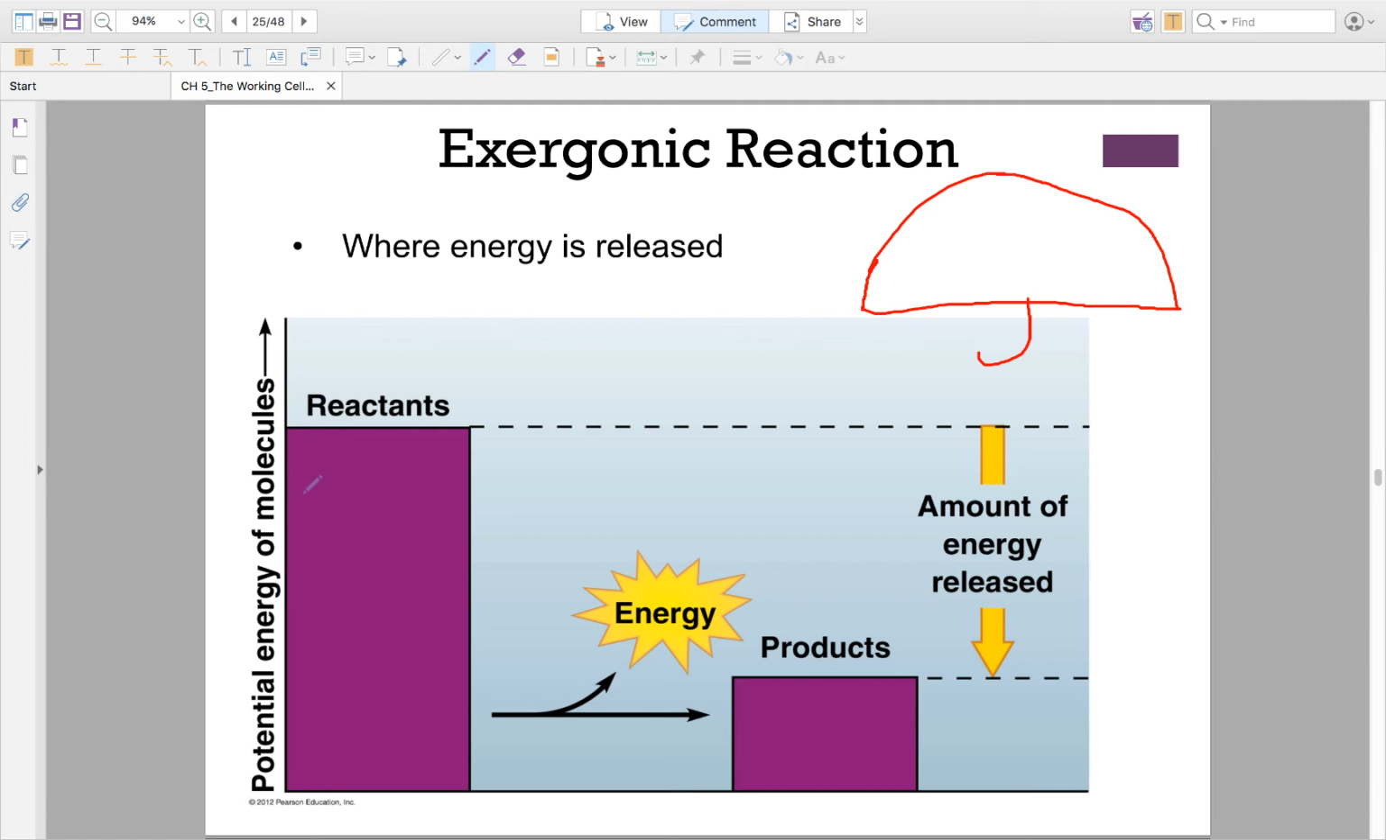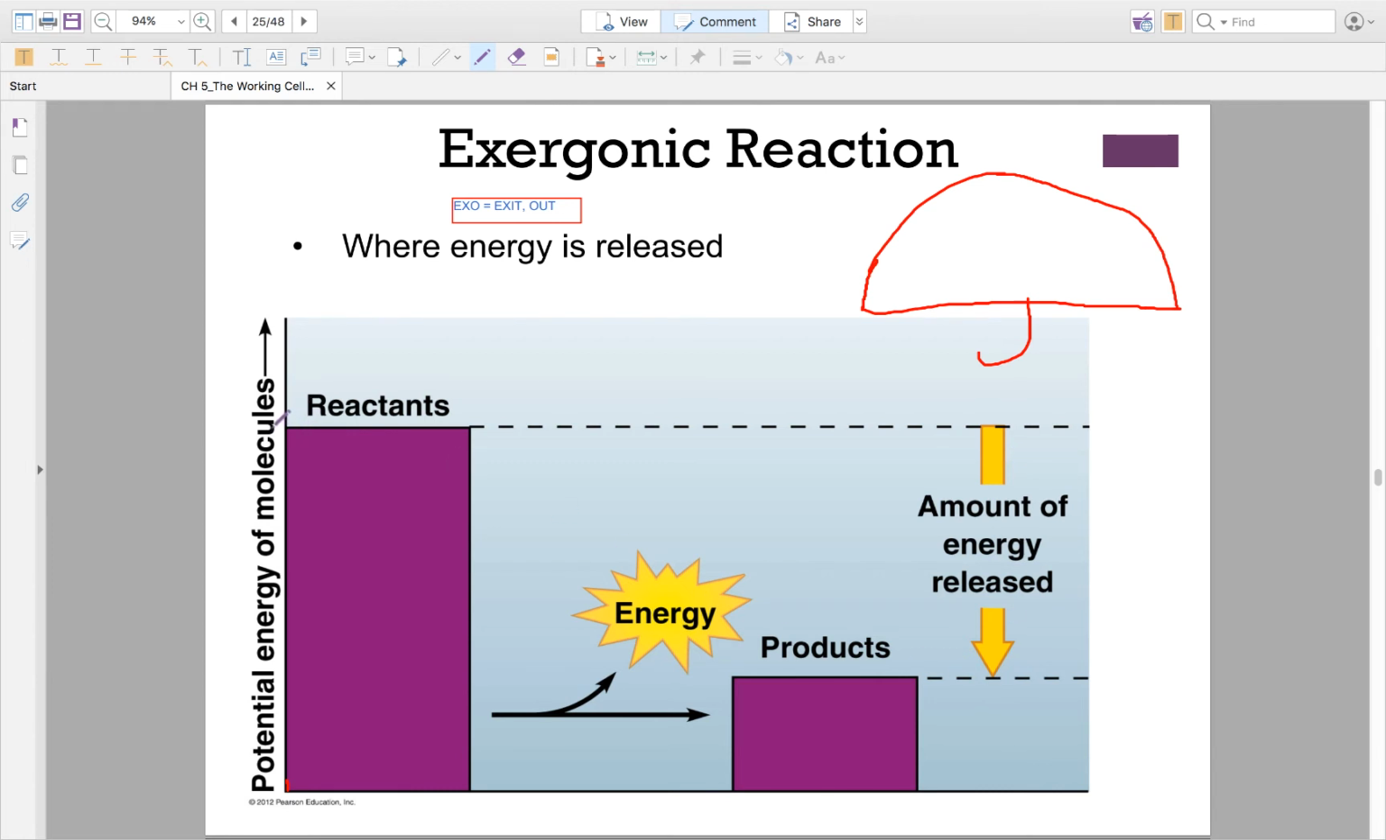Some reactions, exergonic reactions, they release energy. Remember what exo means from earlier? What does exo mean? Exo means exit, means out. All right, so an exergonic reaction releases energy. Okay, and the reason why is based on this graph. Look closely at this graph, okay? The y-axis says potential energy of molecules, okay? Now we have reactants here, we have our arrow, we have products here, and it's showing the amount of energy.